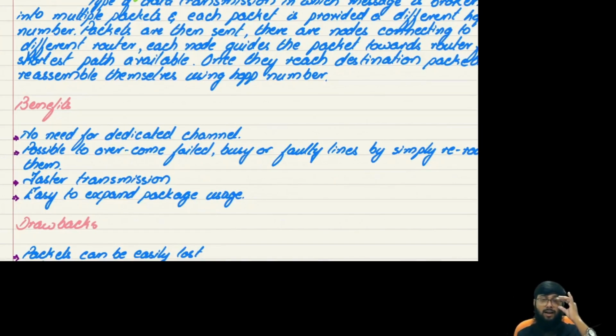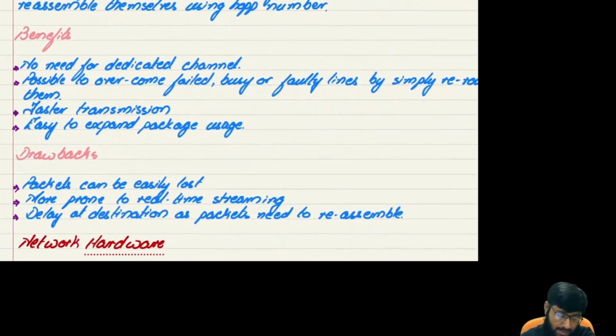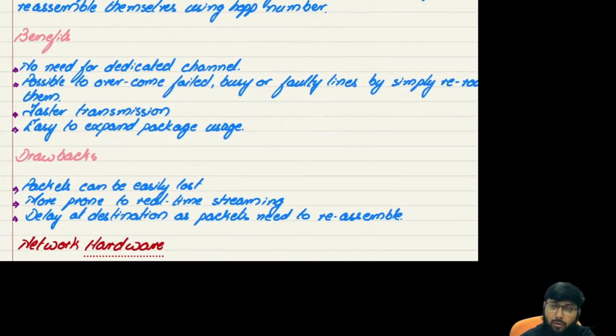Now obviously there are a few pros and a few cons for packet switching, or you may say a few benefits and a few drawbacks. So what are the benefits? Number one, no need for a dedicated channel. Packet switching could be exemplified by a cellular network, or you may say a cell phone call.